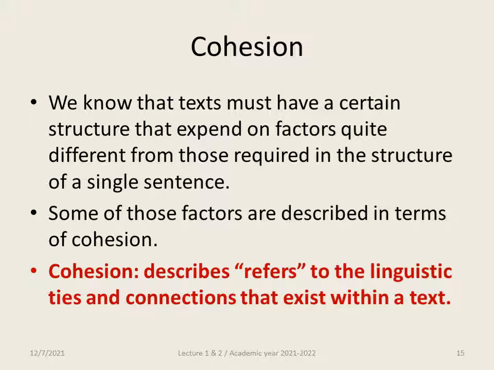Okay, so some of those factors are described in terms of cohesion. Cohesion describes or refers to the linguistic ties and connections that exist within a text. Okay, يعني هو الترابط البنيوي في النص, زي ما يكون في ترابط بنيوي في الجملة. Okay, we have to have, for example, a subject, a verb, a predicate or a complement. حتى النص, it has to respect a certain structure. Okay, and the most important element in a text is the cohesion. Okay, it has to be cohesive. والcohesion هذا can be achieved by different methods. We will look at them.